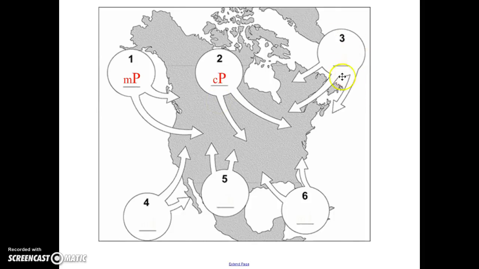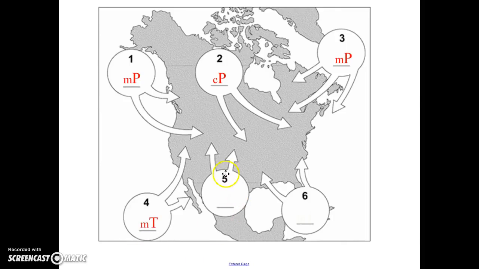Air mass number 3 is forming over the North Atlantic Ocean. So because there's an ocean, it's maritime, and again, it will be cold, it will be polar. Number 4 is forming over the Pacific Ocean, but it's near Mexico. It's closer to the equator. So the water there will be warm. So this would be maritime tropical.